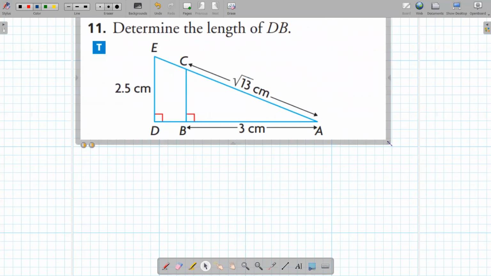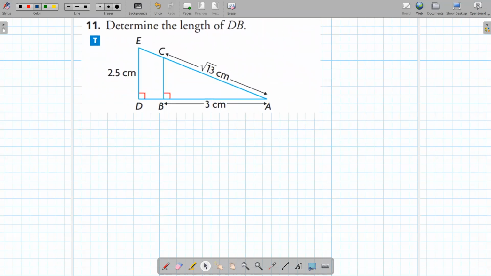This one, it says determine the length of DB. So we're trying to find the distance from here to here. Cool. Any ideas on how to start this?